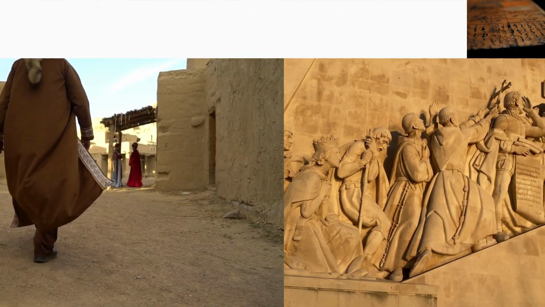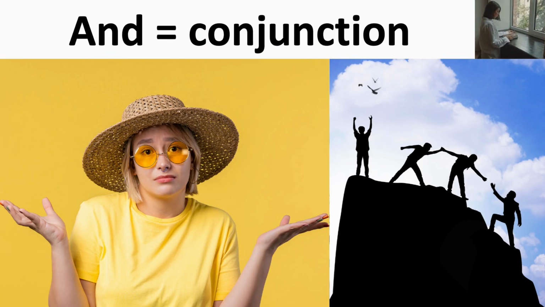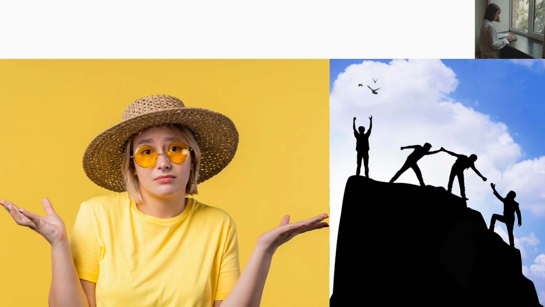As I said before, if you don't understand the sentence, and. In grammar, it's called a conjunction. A conjunction is a word that helps us connect or coordinate or join two sentences or two words or two phrases. Let's see the example.